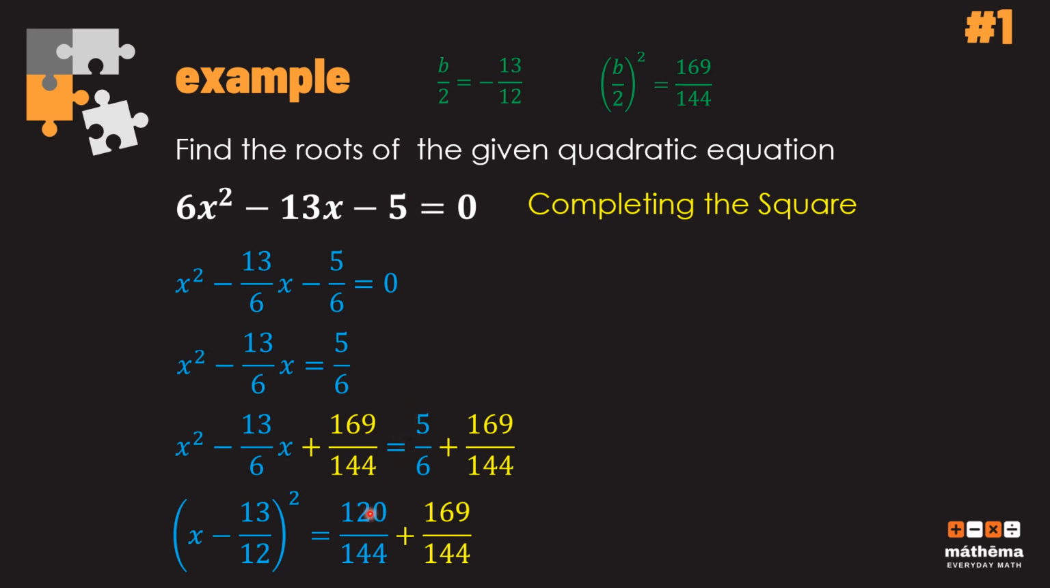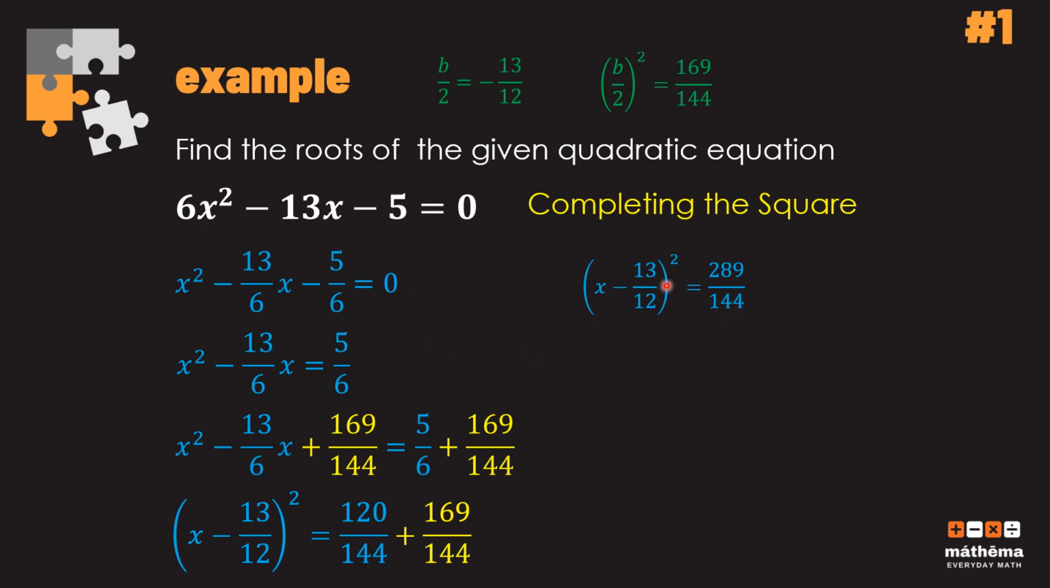If you are wondering why it is now 120 over 144, I just find the least common multiple of 6 and 144, again, to make the denominator the same. Or, if you have your scientific calculator, you can directly input 5 over 6 plus 169 over 144, and that will give you 289 over 144.